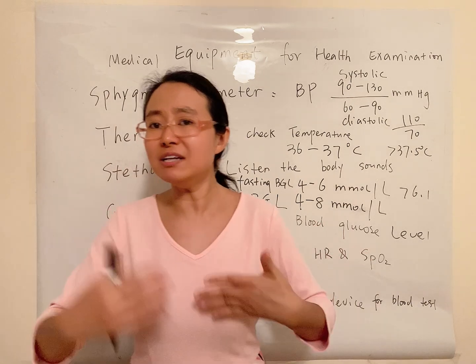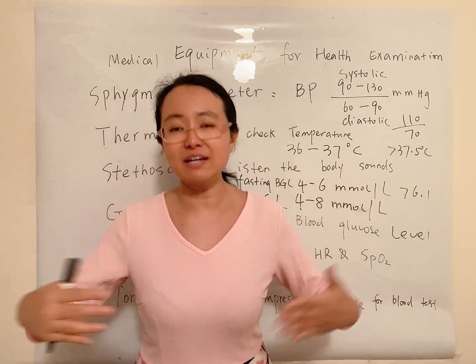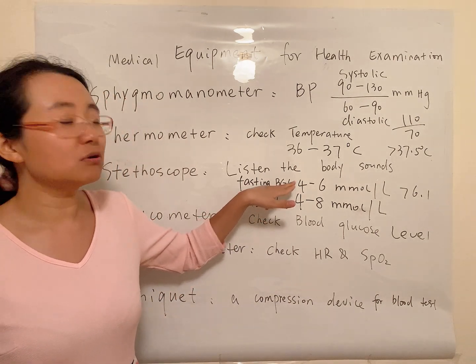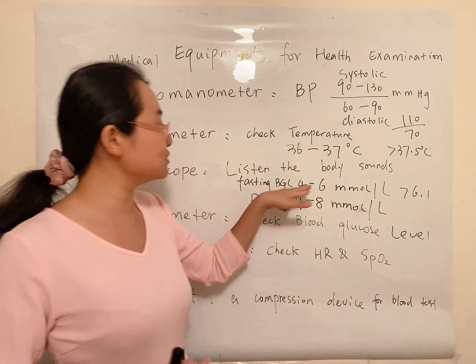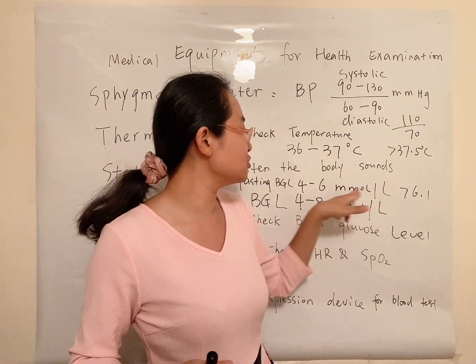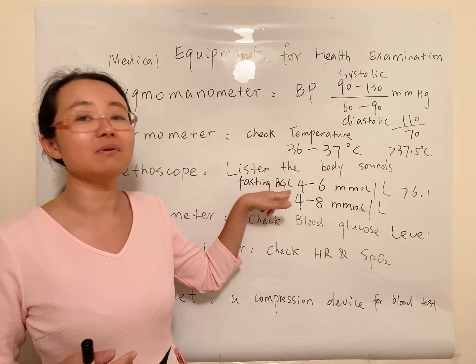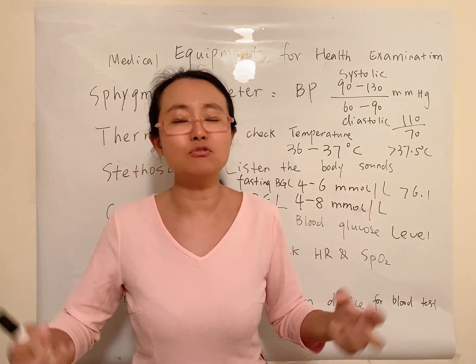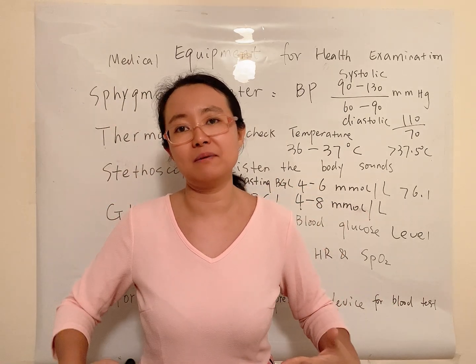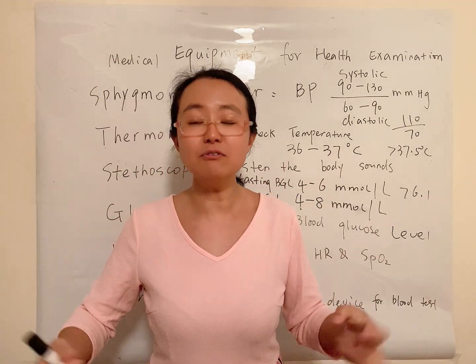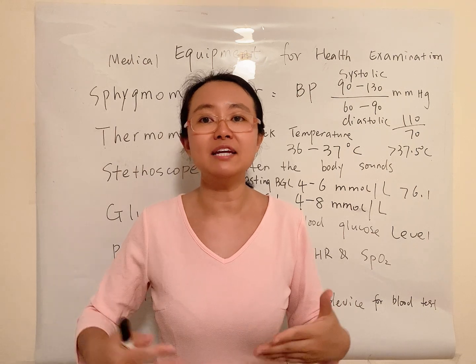But if you haven't eaten and you have an empty stomach, then your blood glucose level should be between 4 to 6 millimole per liter. So it should be less than 6. And this is called a fasting blood glucose level. So fasting means you're not eating, you have an empty stomach. Normally we do the fasting blood glucose test in the morning, and we don't eat breakfast.